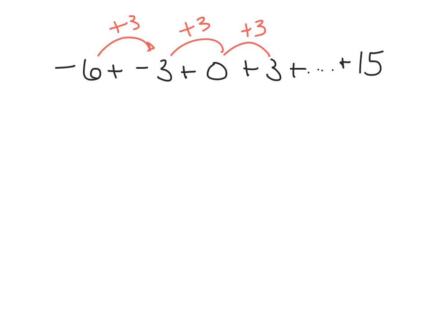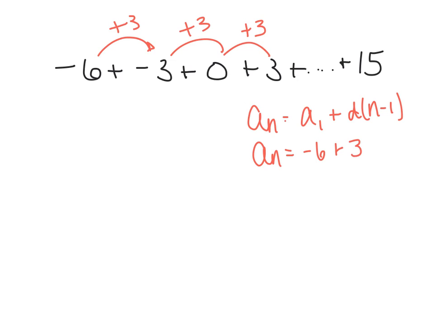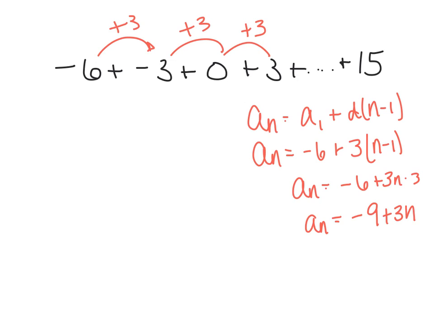So the first thing I did is I said, okay, if it's arithmetic, I know it follows the formula a sub n equals a sub 1 plus the difference times n minus 1. So the rule for a sub n is going to be the first term, -6, plus the difference of 3 times n minus 1. So that's a sub n equals -6 plus 3n minus 3. So what does that get me? The rule for a sub n is going to be -9 plus 3n.